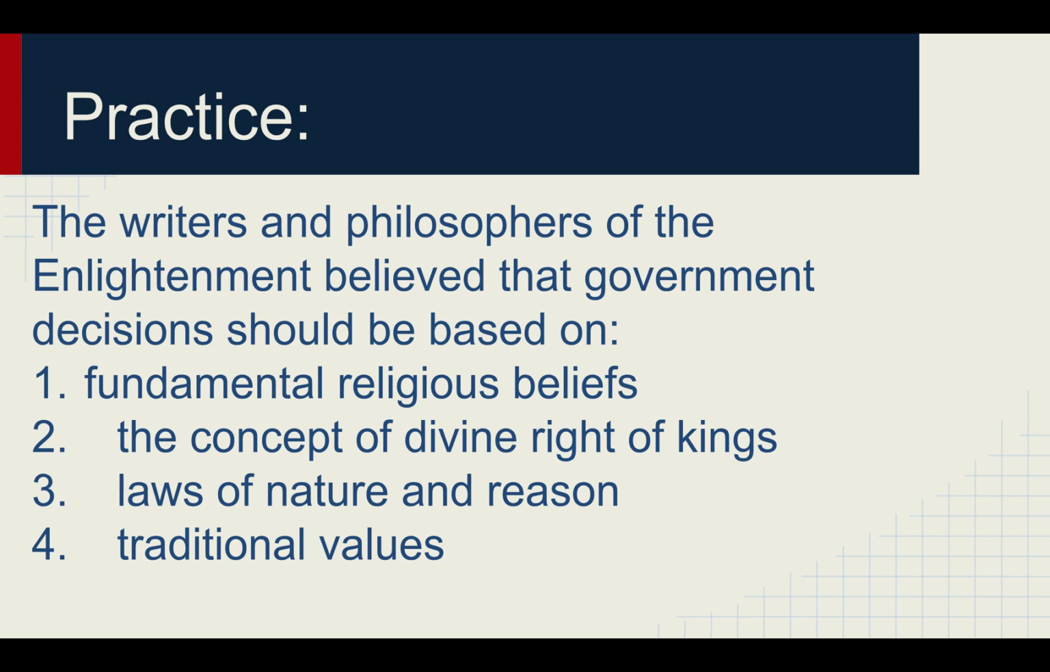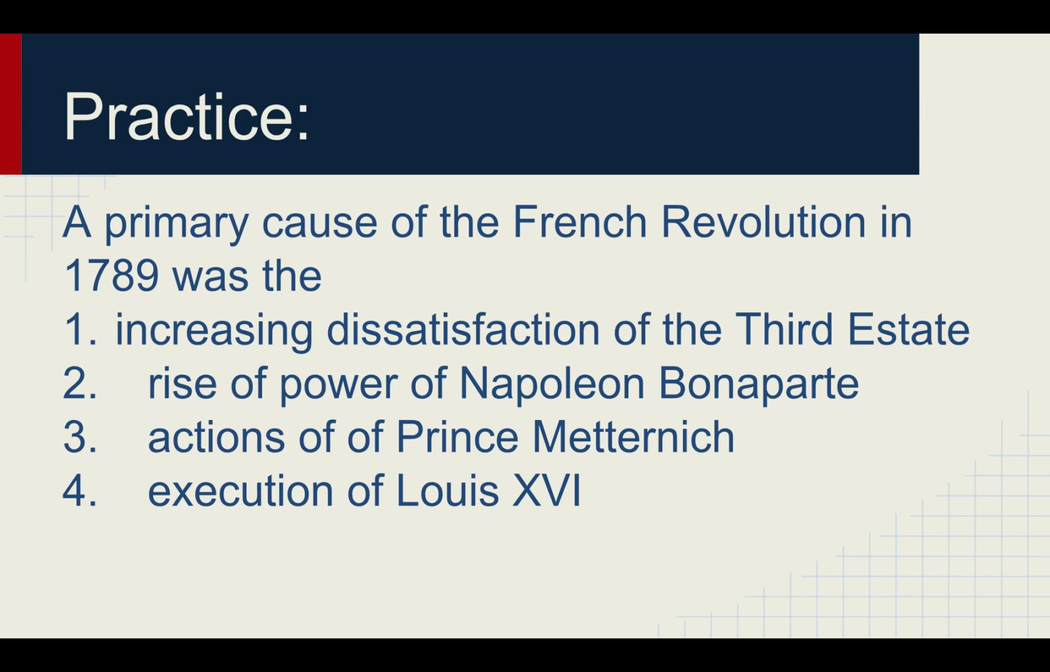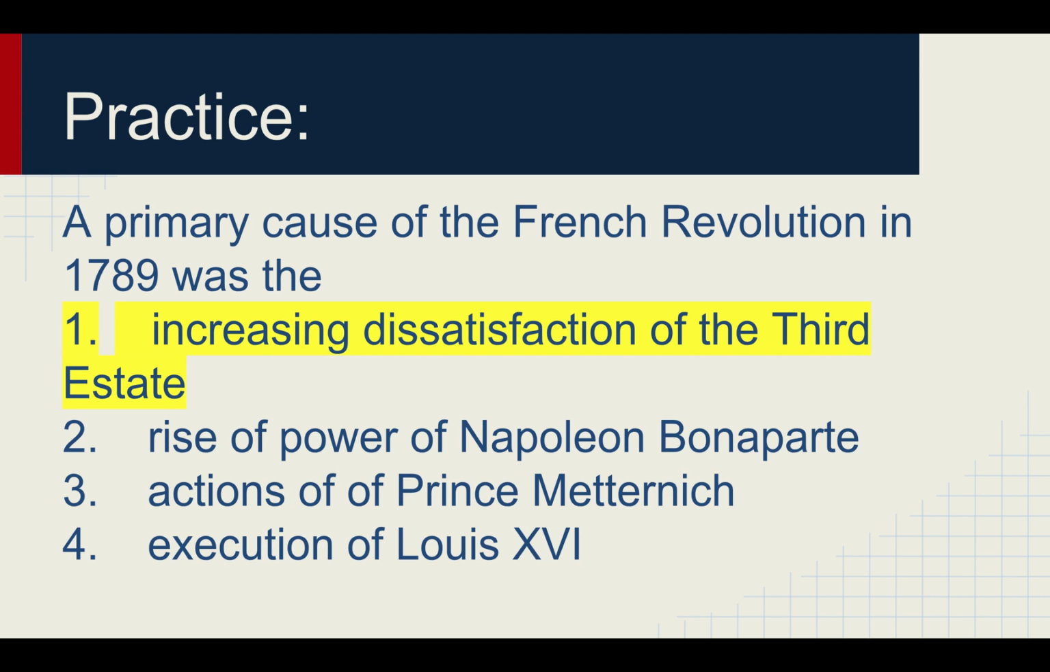The writers and philosophers of the Enlightenment believed that government decisions should be based on fundamental religious beliefs, the concept of divine right of kings, laws of nature and reason, or traditional values. And the answer, of course, is laws of nature and reason. A primary cause of the French Revolution in 1799 was the increasing dissatisfaction of the Third Estate, rise of power of Napoleon Bonaparte, actions of Prince von Metternich, or execution of Louis XVI. The answer, of course, is increasing dissatisfaction of the Third Estate.